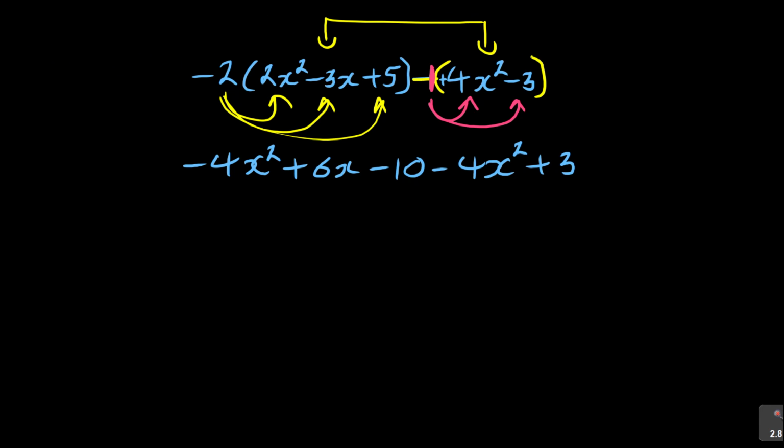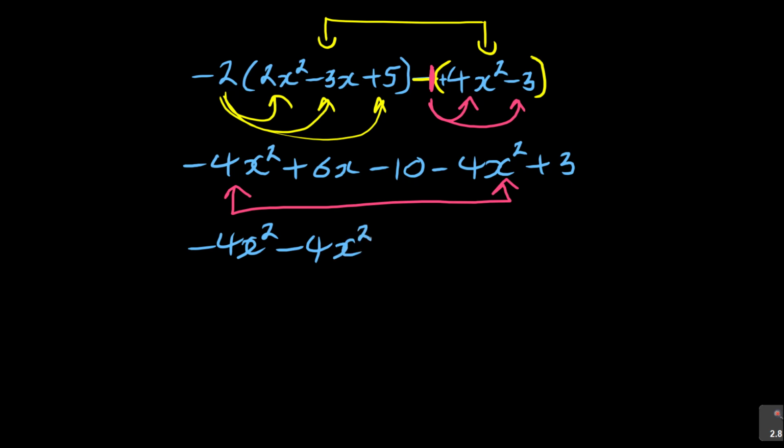From there, look at the like terms. This and this are like terms. Bring them together. So it's minus 4x squared minus 4x squared. Alright, and then which ones are common again? Is there anything common here? 6x. I see 6x. There's nothing common with 6x, but there it is. This one. See, this is common. So what will I have? I'll have my plus 6x. Nothing is common there. Minus 10 plus 3.